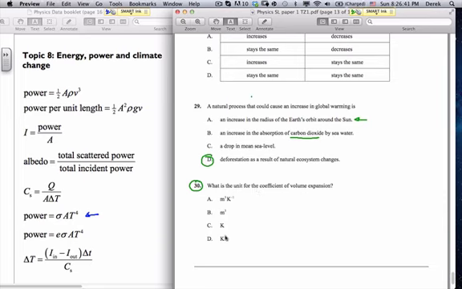And 30, what is the unit for the coefficient of volume expansion? It is per Kelvin.